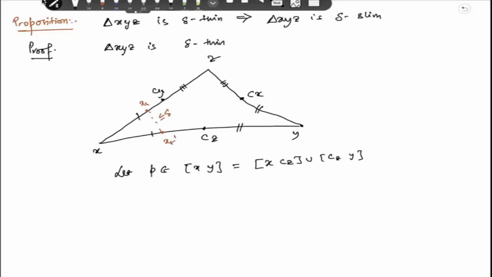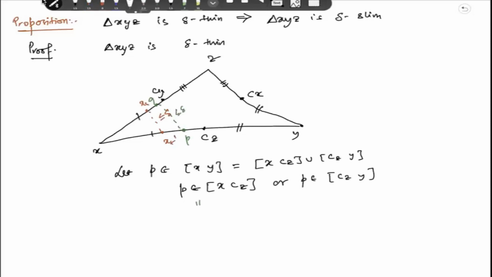So this means that P either belongs to the geodesic joining xz, or P belongs to the geodesics joining czy. Now suppose P belongs to the geodesic joining xz. Suppose P is here. Then obviously you'll get a point Q on the geodesic joining xcy such that the distance between P and Q is less than or equal to delta.